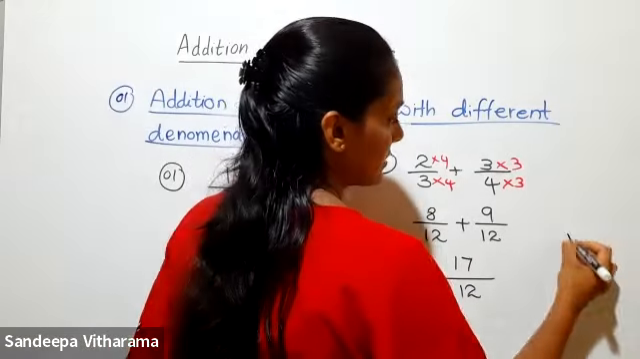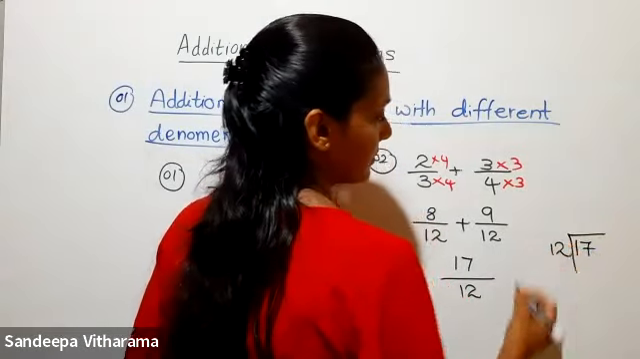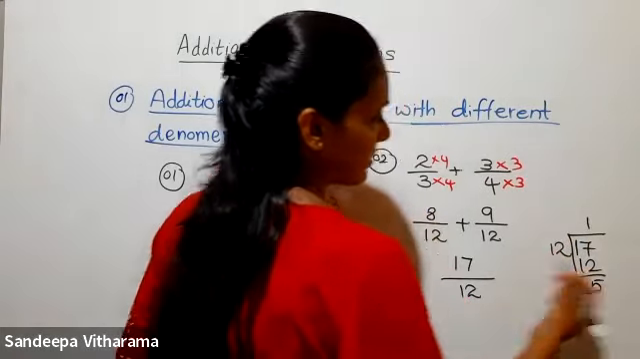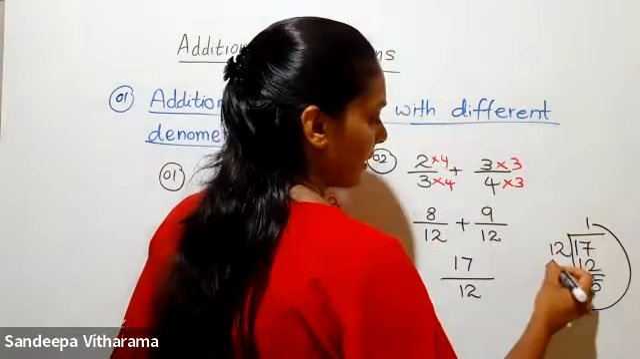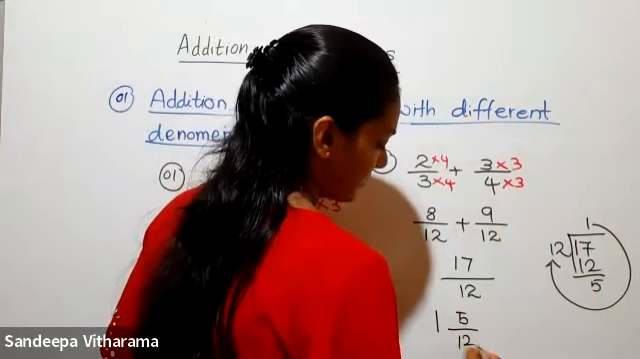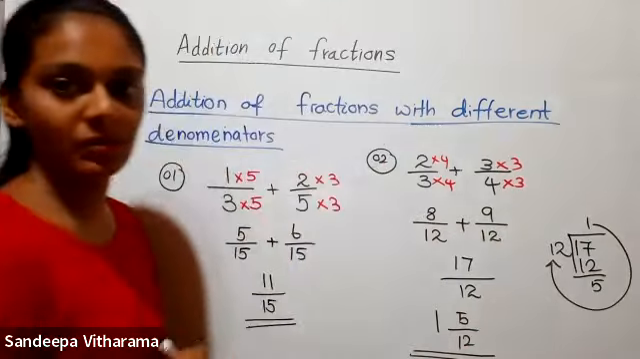Then this is an improper fraction. So convert this into a mixed number. 1. So the answer should be 1 and 5 upon 12. Okay.